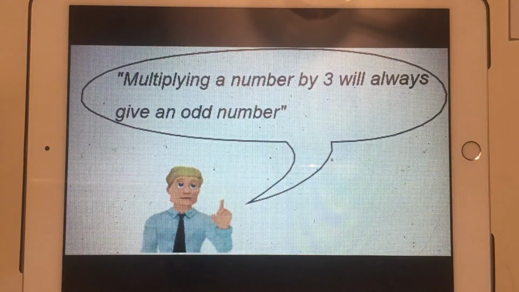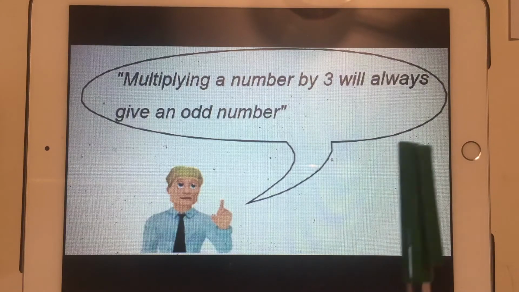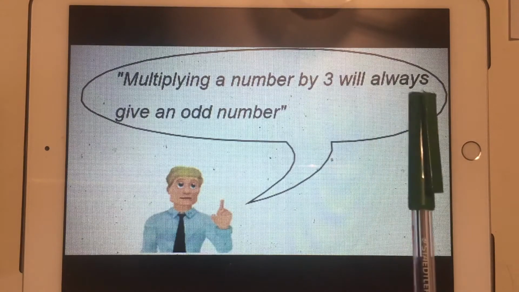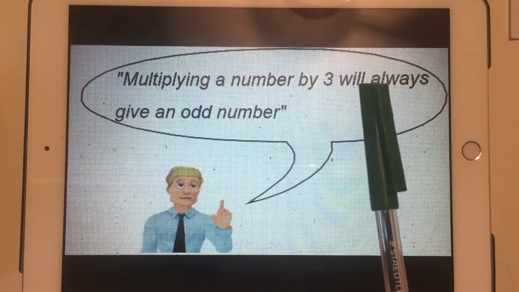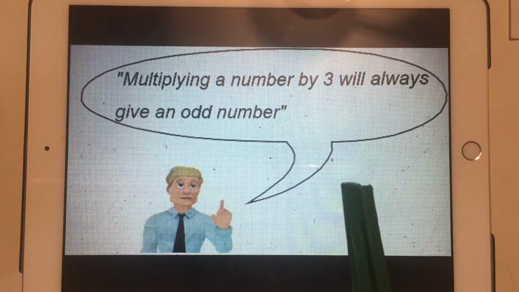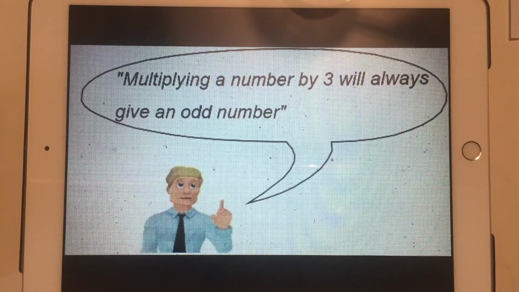Here's the same guy. He is making another mathematical statement. He's saying that multiplying a number by 3 will always give an odd number. And I hope that some of you are treating this statement with more skepticism, because it may work for some numbers. If I multiply 5 by 3, I get an odd number, I get 15. But if I multiply 2 by 3, I get 6, which is not an odd number. So this doesn't work.